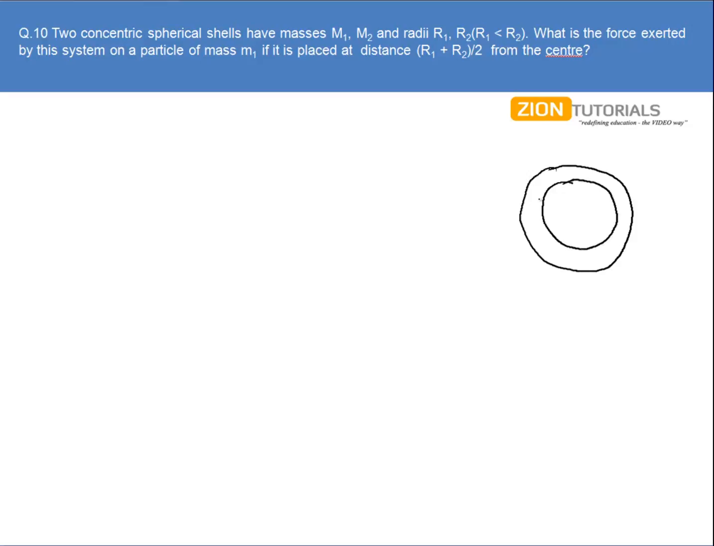The inner sphere has a mass M1 whose radius is r1 and the outer one has a mass M2 with a radius r2. A particle of mass small m1 is placed at a distance (r1 + r2)/2 from the center. Now one thing I should tell you, if you are confused whether this distance lies outside M1 or outside M2, then I'll let you know that this can be written as r1/2 + r2/2.